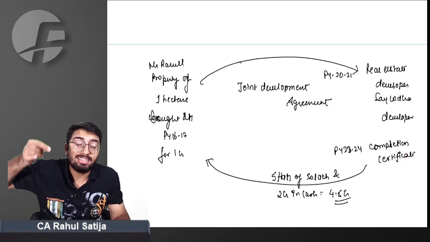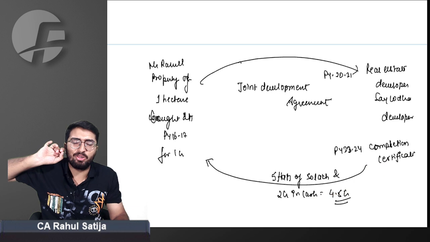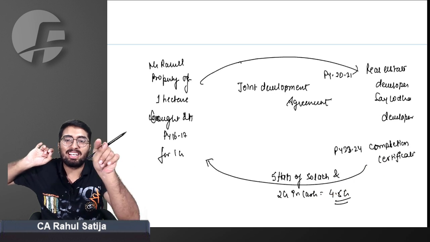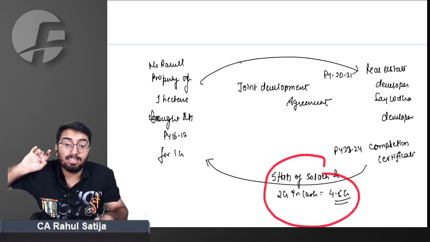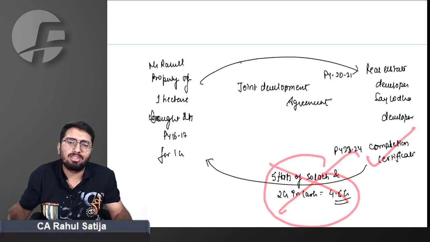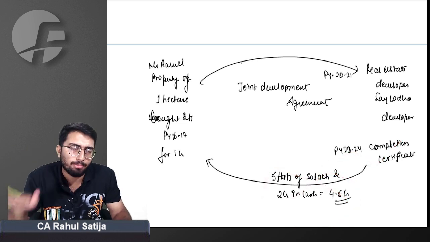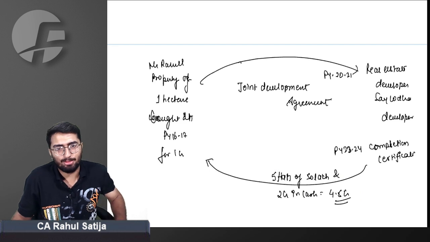So you will not be taxed in the year in which you transferred property to real estate developer, but you will be taxed in the year in which you receive flats. No, in which completion certificate is received. In the year in which completion certificate is received. Did you get this point or not?